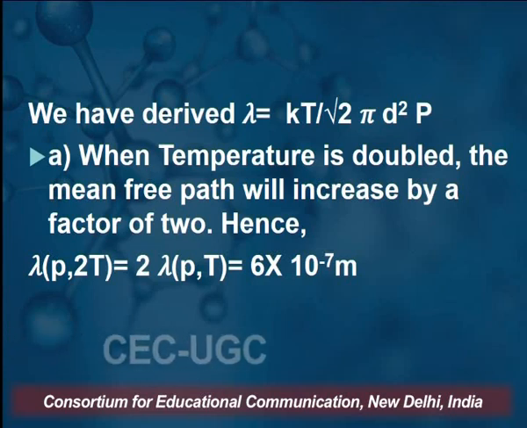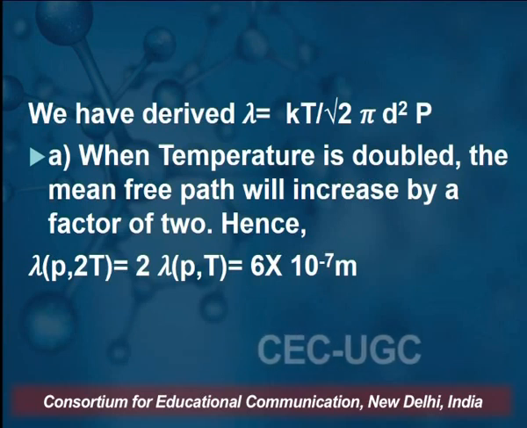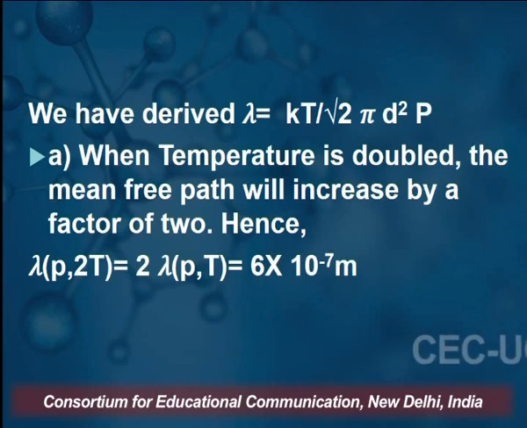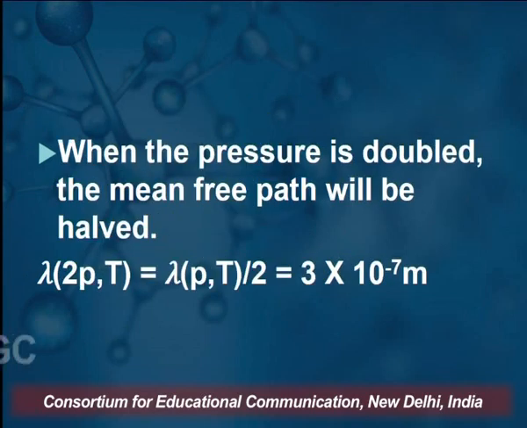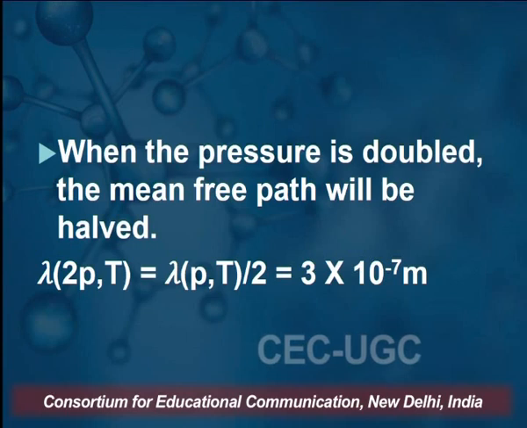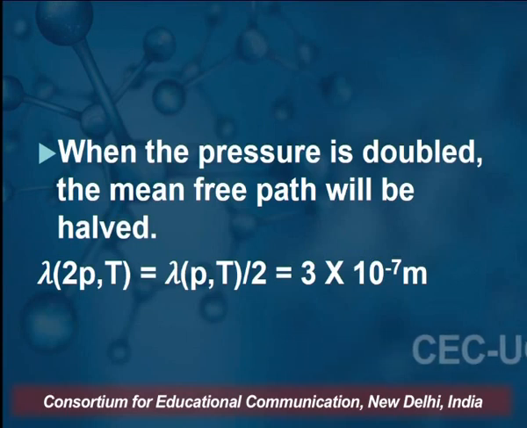So what do we get? Lambda is equal to 6 into 10 to the power minus 7 meters. So when the pressure is doubled, the mean free path will be halved. So lambda when p is taken as 2p and T is taken as T, we get lambda by 2, which is 3 into 10 to the power minus 7 meters.